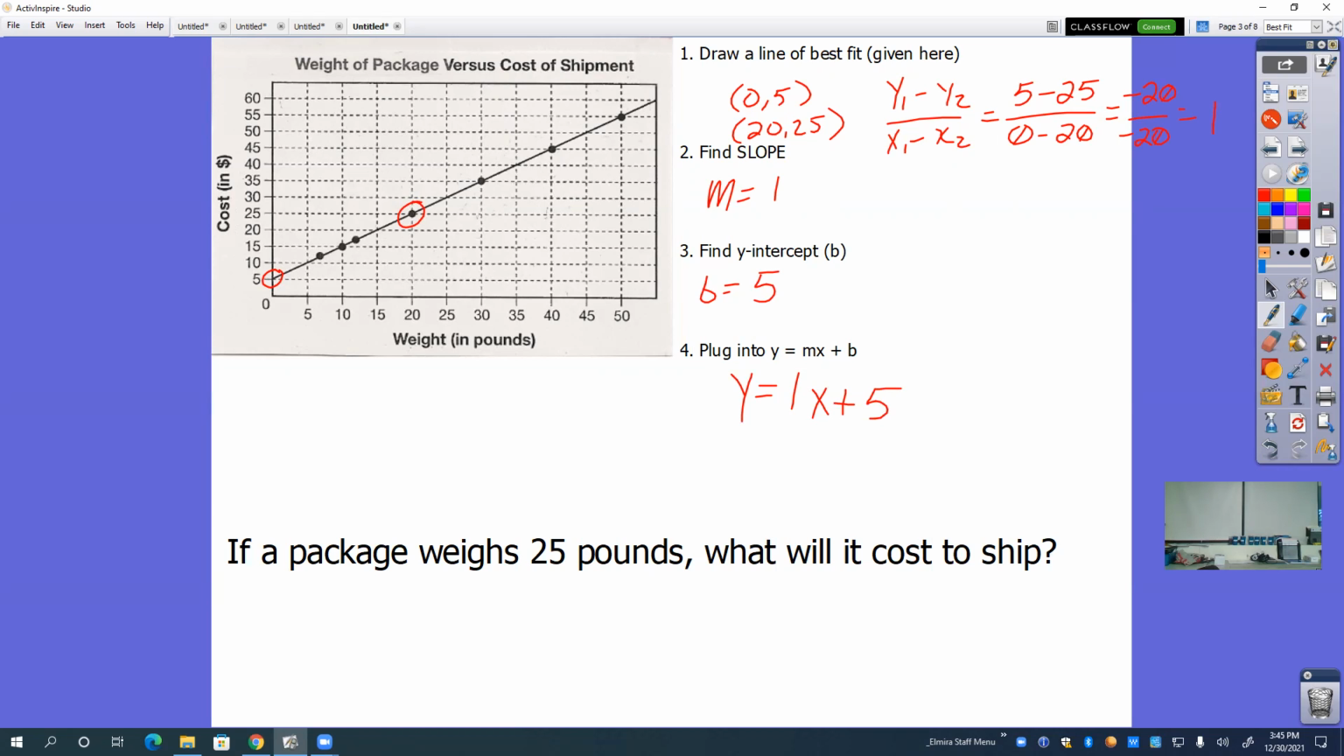And if a package weighs 25 pounds, roughly how much would it cost to ship? $30. Again, drawing an estimation up to our trend line and seeing where it would fit, and it matches up nicely, so we could answer that question as well. Again, just using our slope formula, writing our equation out of our trend line, and then answering any questions that might follow.